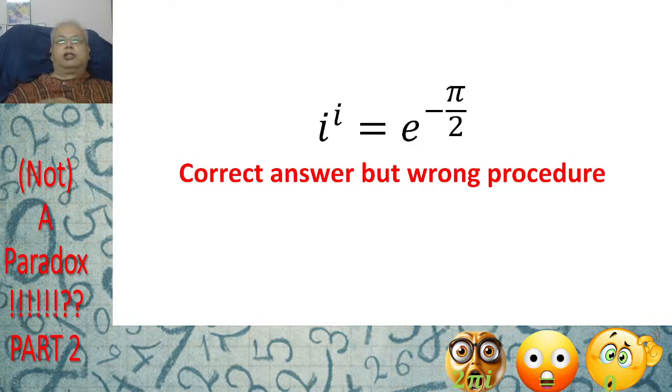This is not a wrong answer. This is a correct answer. But the procedure that we used in deriving this, or getting this, is wrong. What we'll do next time is see why this procedure is wrong and why we were getting absurd answers. That will start from the next time.